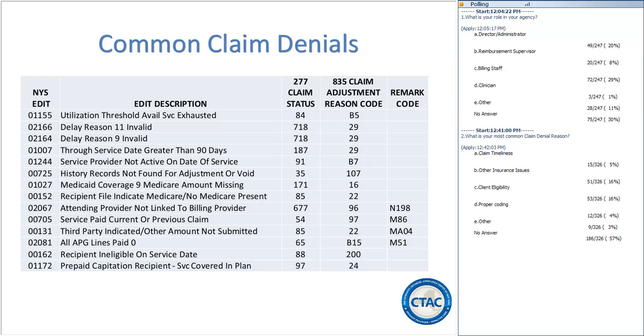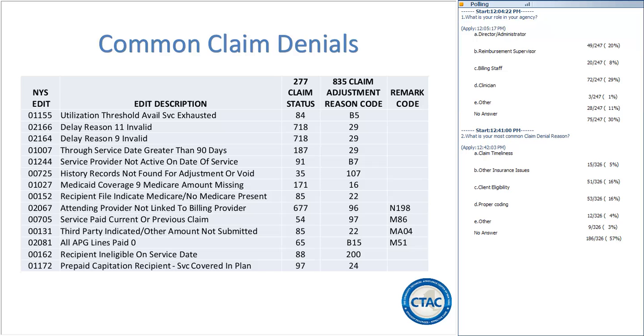The next edit is 152, recipient file indicates Medicare and there's no Medicare present. So that's where checking Medicaid client eligibility is so important. You need to check to see if there's another insurance or Medicare on the client's file before you bill Medicaid. So this goes back to people during that poll talking about other insurance data being an issue. And this would be one of them.